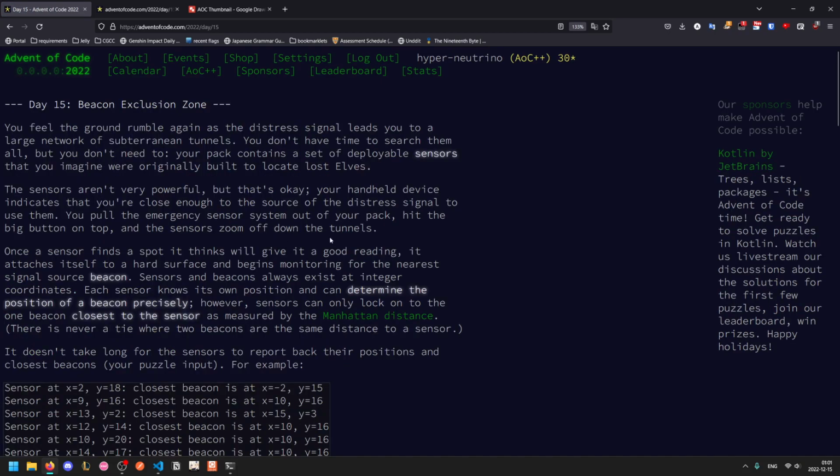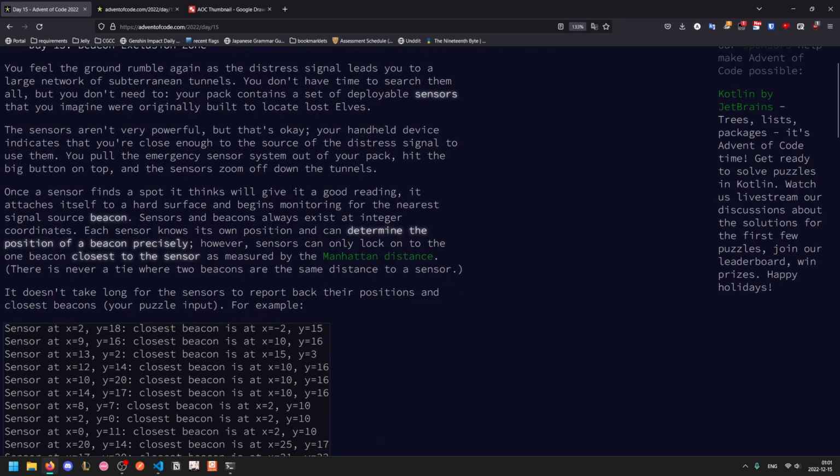So, our distress signal has led us down to some subterranean tunnels. We don't have time to search them all, but we have a bunch of deployable sensors. The sensors aren't powerful, but our device tells us that we're close enough to the source of the distress signal. So we take out the sensor system, hit the button, and they go down into the tunnels.